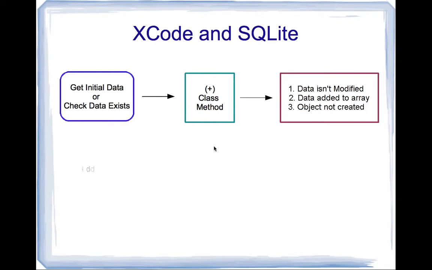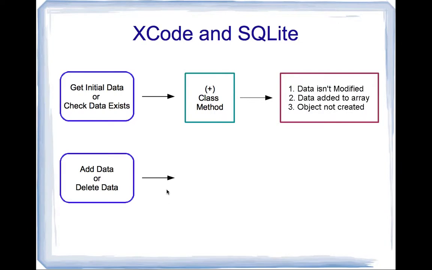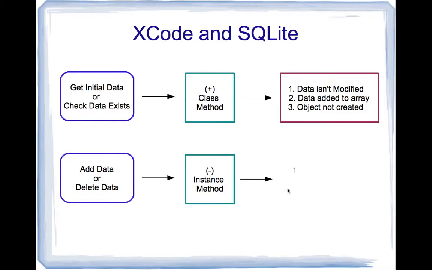And so when we come here to adding data or deleting data, this now becomes what we call an instance method, meaning that we create an instance of the actual class. So if our class is a list class, we create a list object, and then from there we then run the method. So data in this case is in fact modified, whether we're adding data or deleting data.